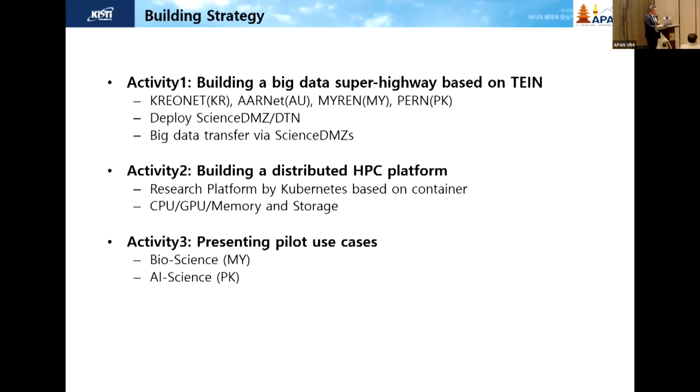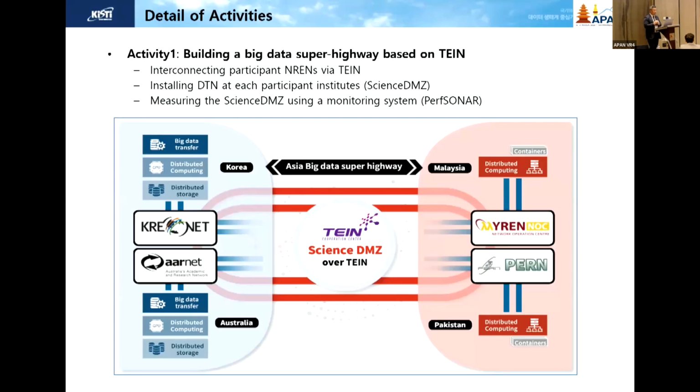To implement this, it is divided into three activities, and each will achieve a detailed goal. Activity one is the building of a big data superhighway based on the TEIN network. Activity two is building a distributed HPC platform. Activity three is presenting the pilot use cases, and we selected AI science and bioscience.